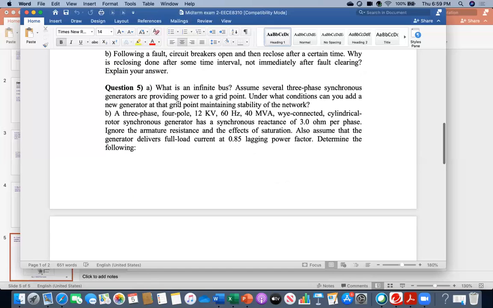Okay, so what is an infinite bus? What did you write? I think you asked this question in the first exam as well. Oh, really? Okay, so what is the infinite bus? The bus where the voltage and frequency are constant, of course within a certain limit.